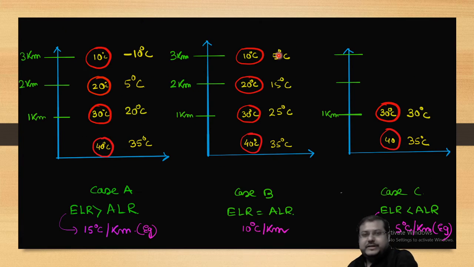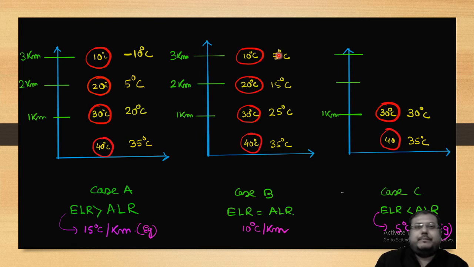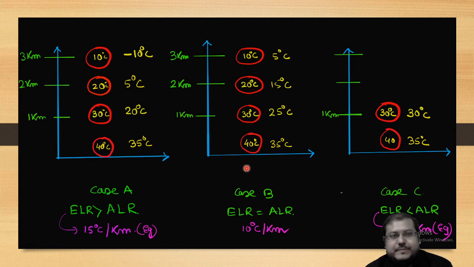Now let's go to the description process. Very important, a schematic diagram is there. I have drawn this. Try to understand what is happening. This is case A, this is case B, this is case C. In case A, we are following ELR greater than ALR, as an example 15 degrees centigrade per kilometer reduction. Case B is a neutral atmosphere, 10 degrees centigrade per kilometer. Case C is less than.